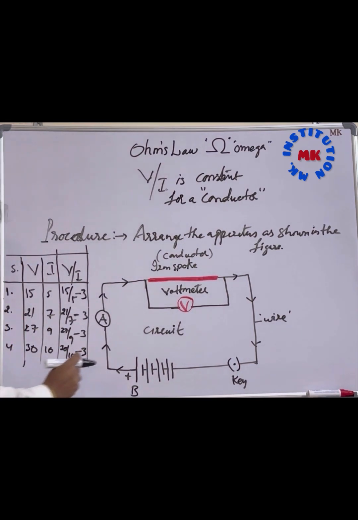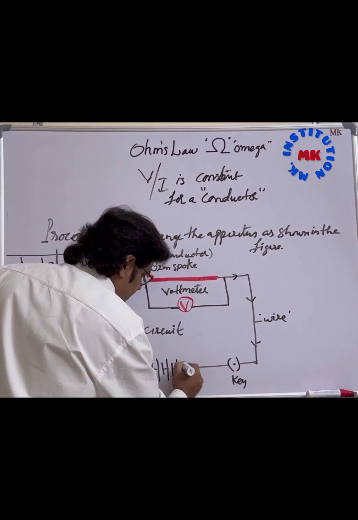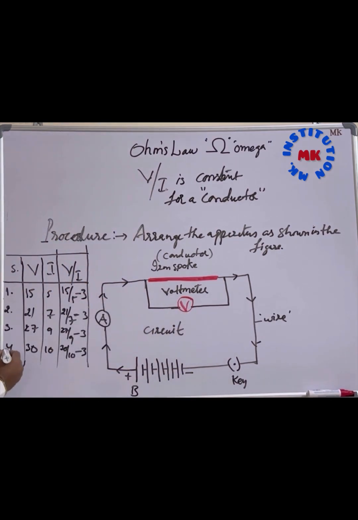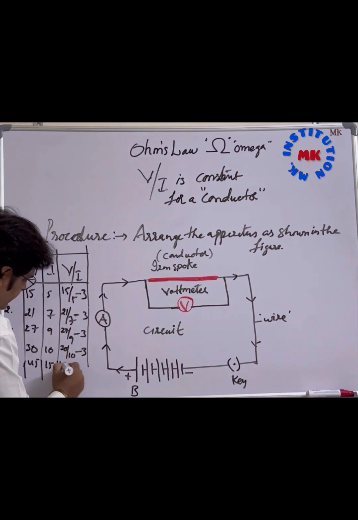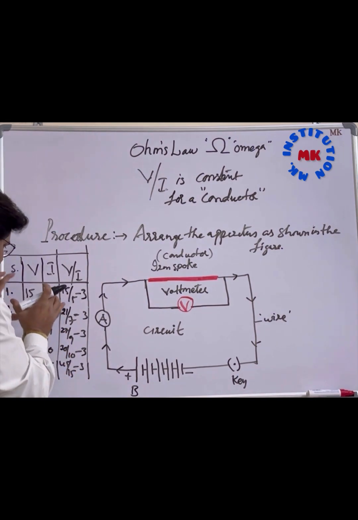3. Once again we add another battery, the next battery. The final one, the fifth one. Now suppose 45 and 15. Then what are we getting? 45 by 15. So 15 ones are 15, 15 threes are 45. Clear? So what have you examined here? What have you observed here?